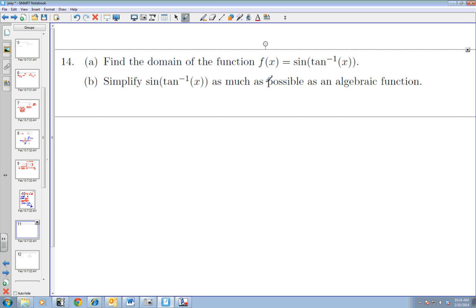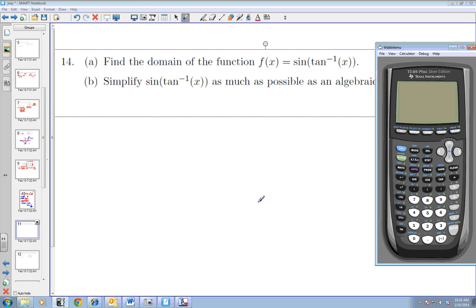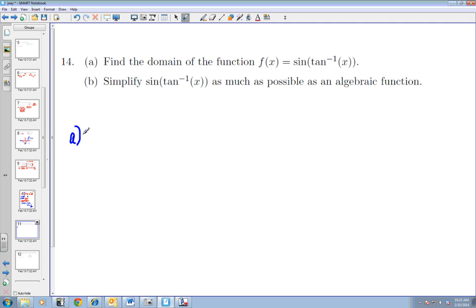Okay, find the domain of the function. So we're going to graph this. I'm going to graph y equals sine of tangent inverse, which is second tan, and then I need my x in there. Make sure you're in radian mode. I'm going to graph this in the standard viewing window. I just want to know how far to the left and how far to the right this graph goes. It goes all the way to the left and all the way to the right. There are no breaks in the graph. So for part A, my domain is all reals, or he'll probably have you write negative infinity to infinity.